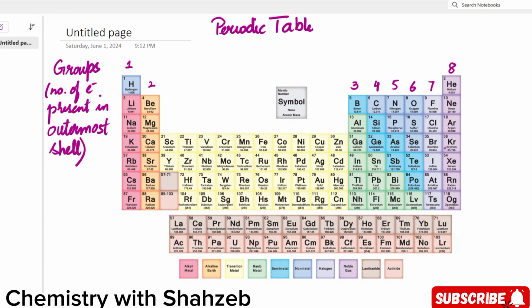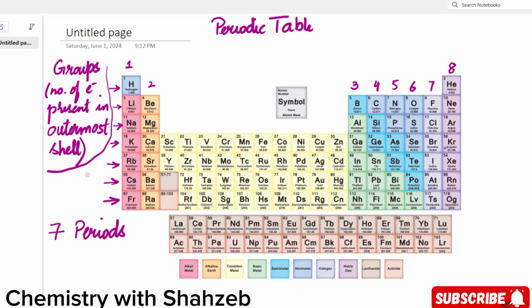Now there are horizontal rows as well. This is a horizontal row, this is also a horizontal row. So how many horizontal rows are there? One, then we have two, three, 4, 5, 6, 7. So there are 7 horizontal rows, which are called periods.